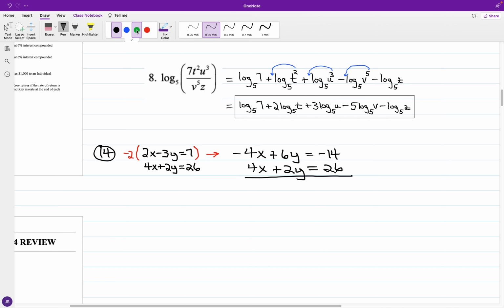So adding the equations together, negative and positive 4x will go out. In the case of y, 6y plus 2y is 8y. Then negative 14 plus 26 is 12. Then with division by 8, we have y is 3/2, and that can also be expressed as a decimal.